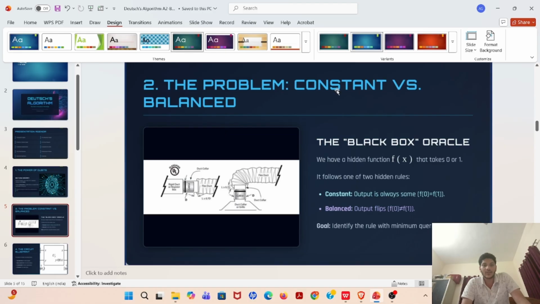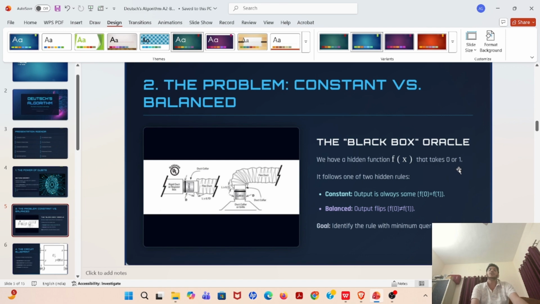Next is the problem, constant versus balanced. The black box oracle. In the oracle there is a black box in which we cannot know what is hidden. The function is hidden. So there are two things, constant and balanced.